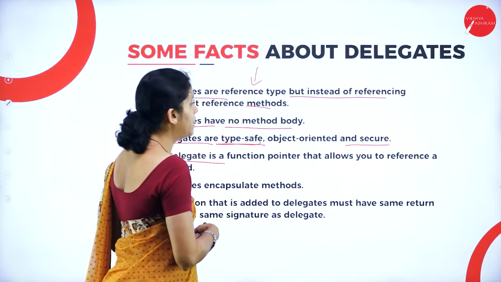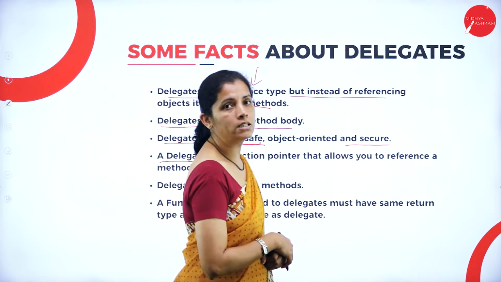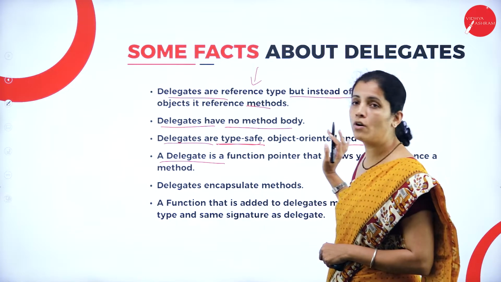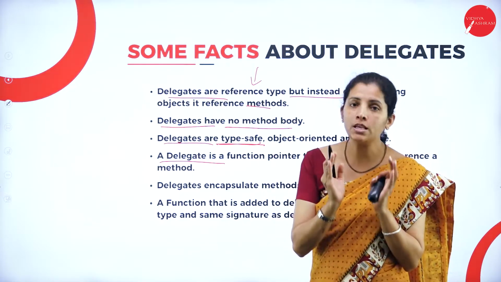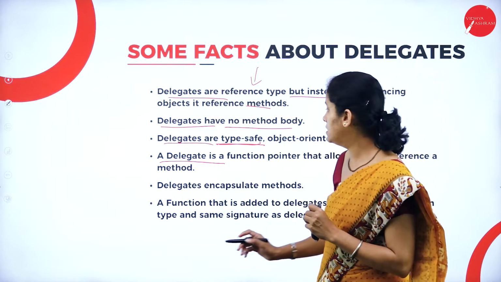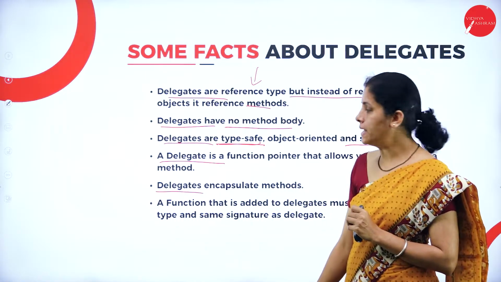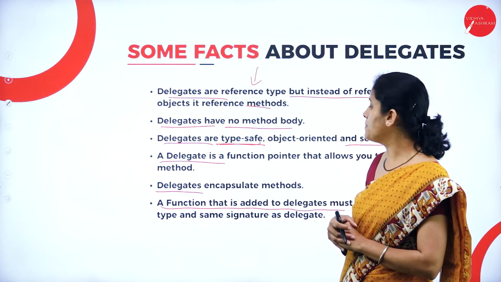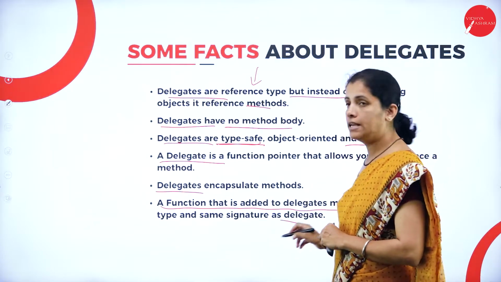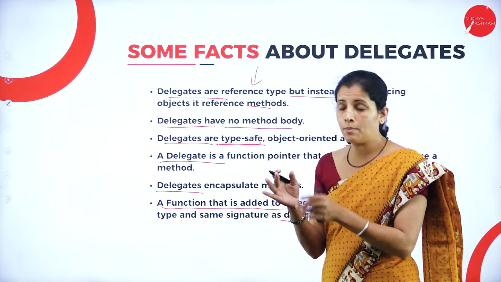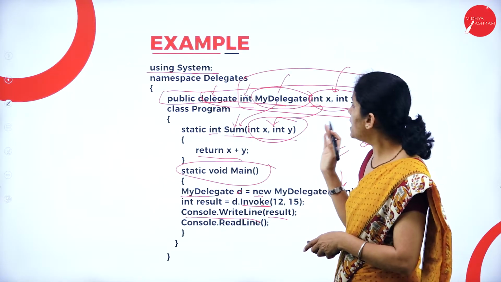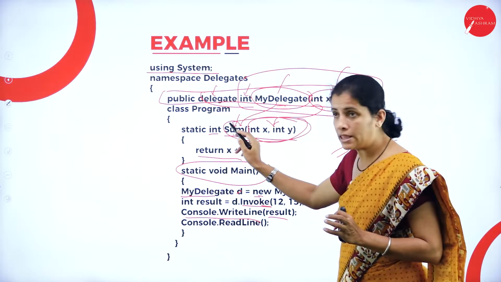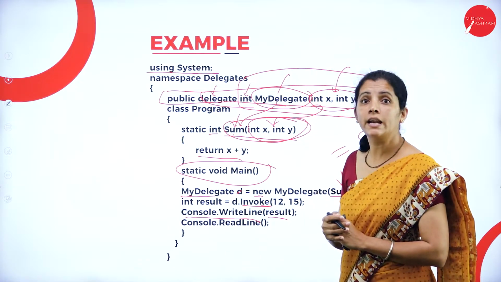A delegate is a function pointer. So what is a delegate? It is a function pointer. It holds the address of the method, or I'm going to use the pointer to reference the method. Delegates encapsulate a method. A function that is added to a delegate must have the same return type and same signature as the delegate. That means the method for which I'm going to create the reference must have the same signature. See here, for the sum, so this is my method. For this I'm going to create the reference.